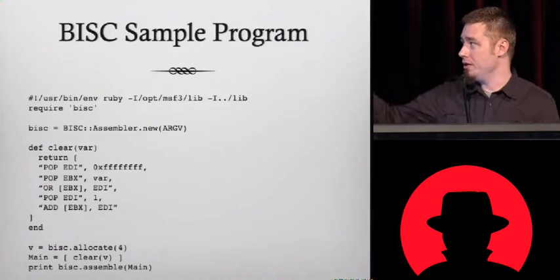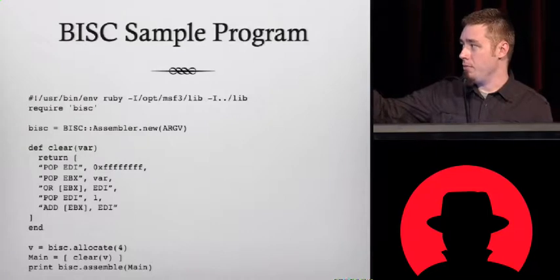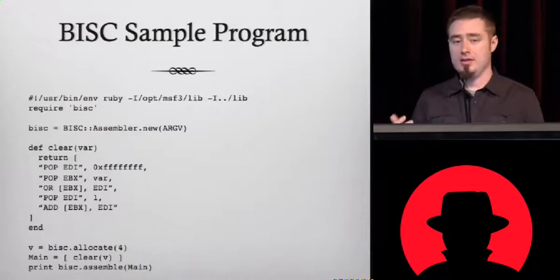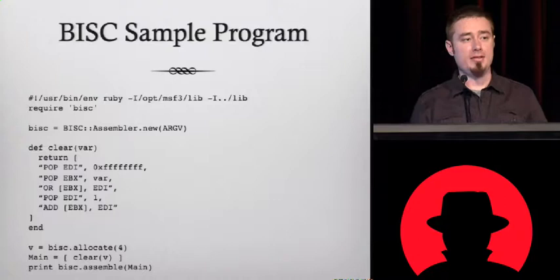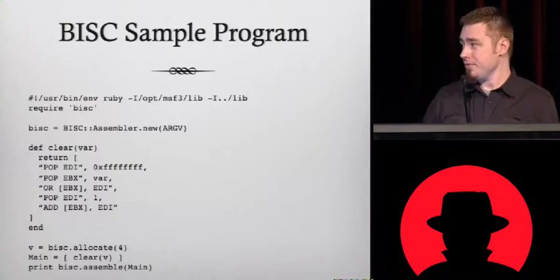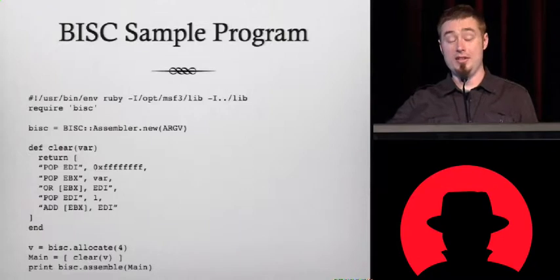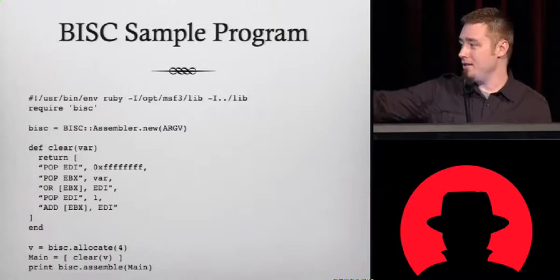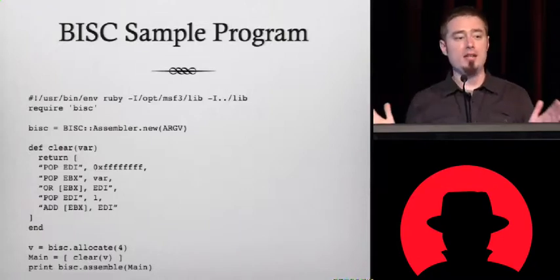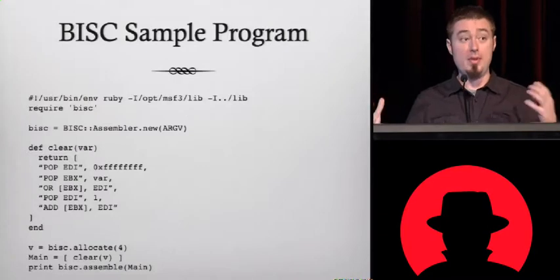Include the library, initialize the object. And I have the example macro called clear that you can see does a very roundabout way to set a memory address to 0. And down at the bottom, I made it really hard to read just to make sure everyone was paying attention. You can see main equals clear v. And that main equals array is the main program.